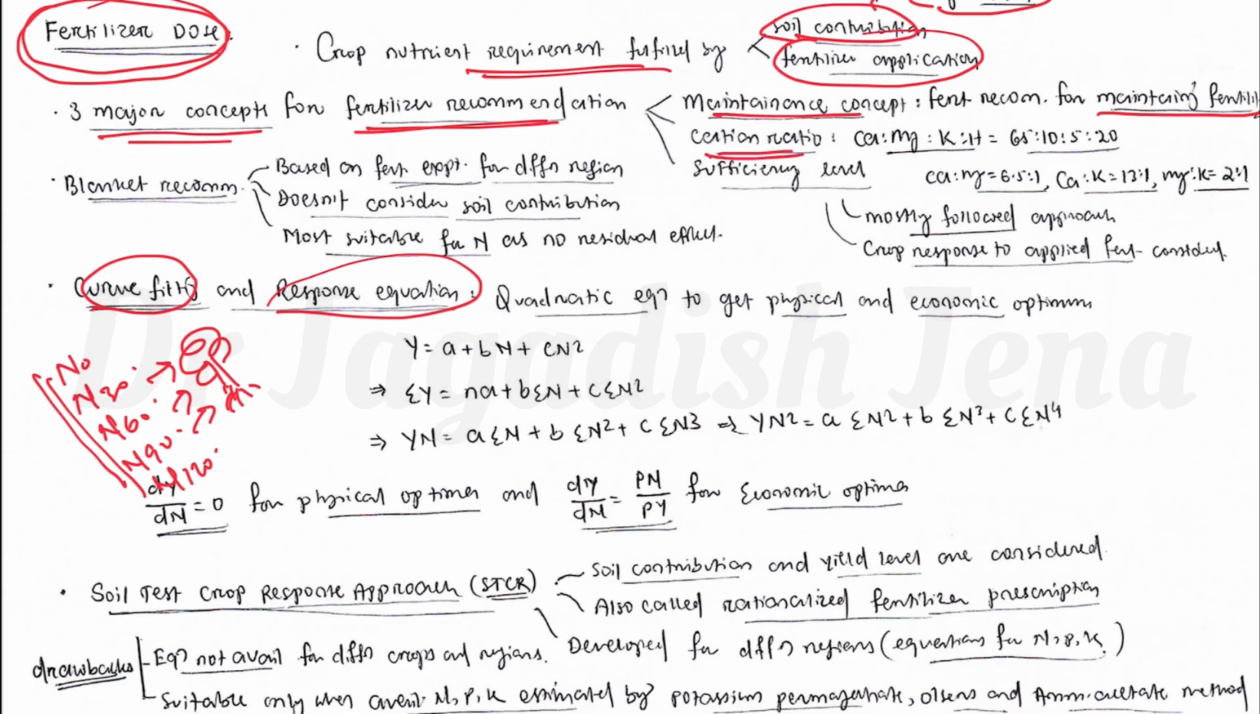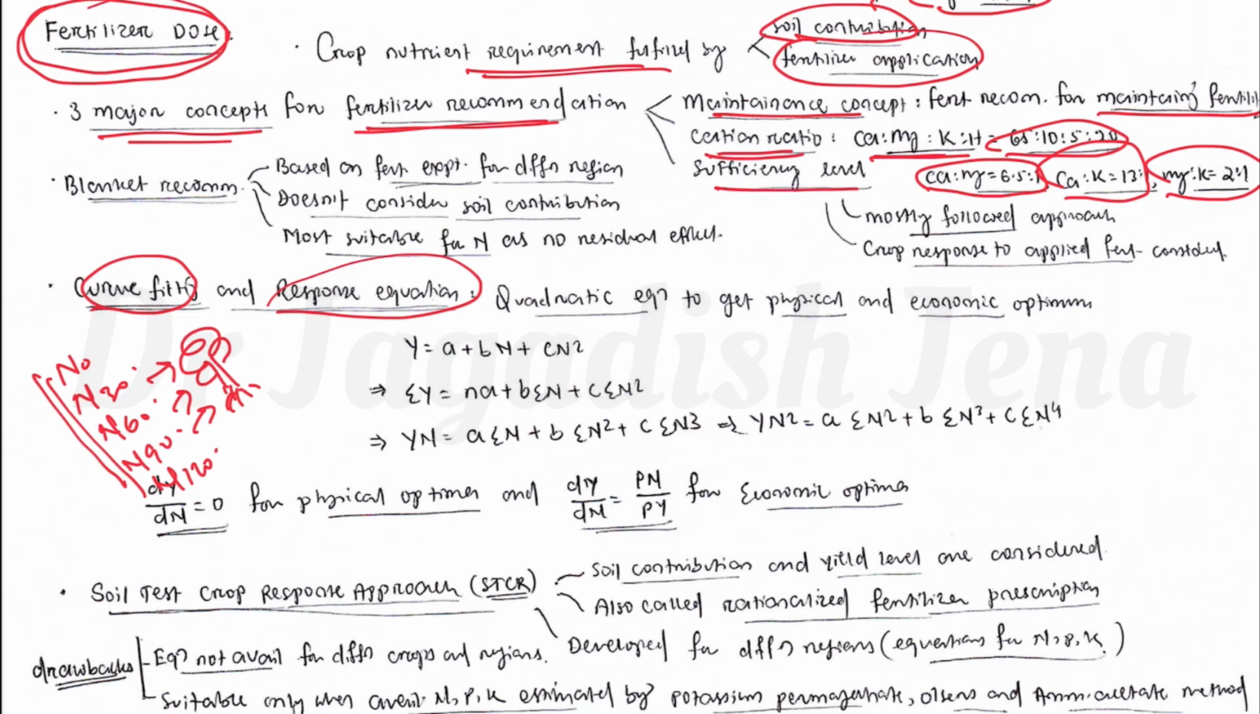Then the cation ratio concept. For optimum crop growth, a proper cation ratio should be maintained in the soil. If any cation is in deficit or in less quantity, then we have to fulfill that cation. So the optimum calcium, magnesium, potassium and hydrogen ratio should be 65 is to 10 is to 5 is to 20. Optimum calcium magnesium ratio is 6.5 is to 1, calcium potassium ratio 13 is to 1, and magnesium potassium ratio 2 is to 1. This is just one example. This type of ratio varies from crop to crop, from soil to soil, from location to location.